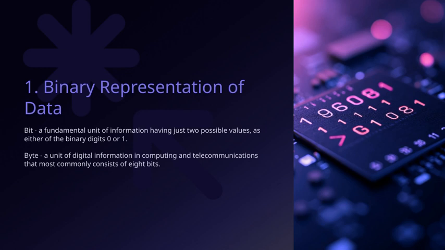Now, when we combine multiple bits, we get a byte. A byte is a standard unit of digital information. Most commonly, it consists of 8 bits. These 8 bits work together to represent a wide range of data, like a single character in text or a small piece of information in a larger dataset. Understanding these basic units, bits and bytes, is crucial because they form the foundation of how data is stored, processed, and communicated in digital systems. It ties directly into the overall theme of how information is represented and manipulated in computing.